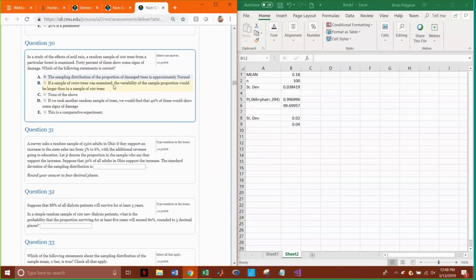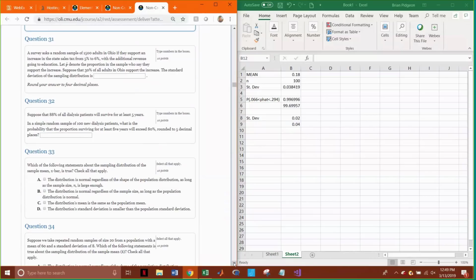If a sample of 1,000 trees was examined, the variability would be larger. Well, no, that can't be it, because 1,000 is a larger value than 100, so the sample size is larger, which means the variability is smaller. None of the above. All right. If we took another random sample of trees, we would find that 40% of these would show some signs of damage. Well, that's not true. There's something called sampling variability, which means that from sample to sample, the statistics that you calculate are going to differ in each sample. So the answer is A.